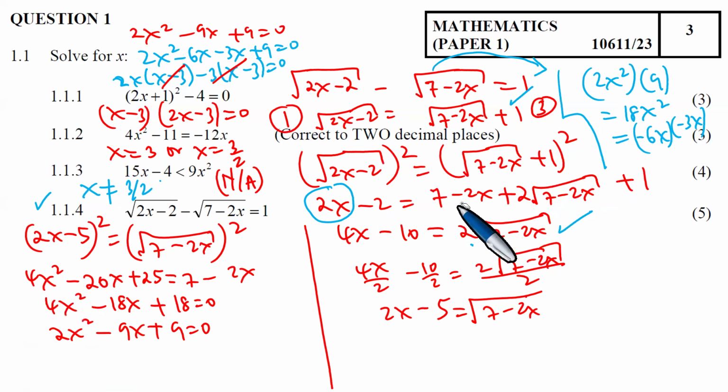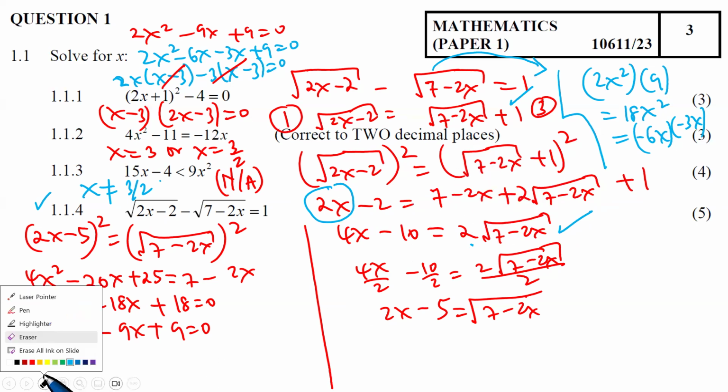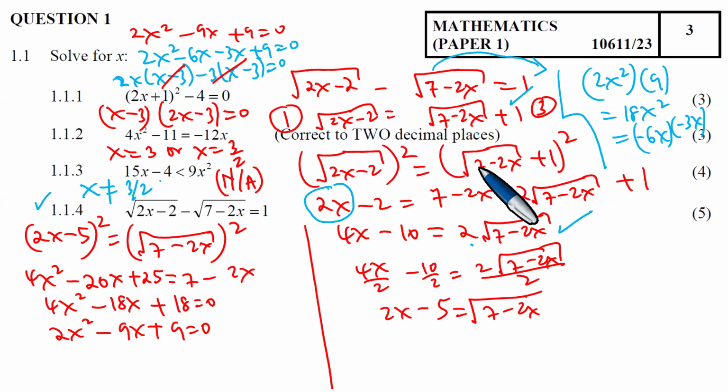When you square the right, you square this square root, and so you get 7 minus 2x plus. Then you multiply these times 2, and it becomes 2 the square root of 7 minus 2x. Then you square the 1. Yes, you just multiply.